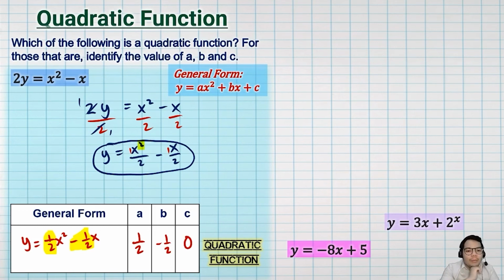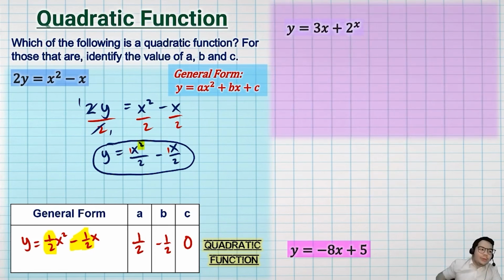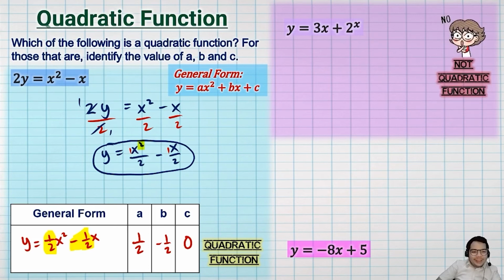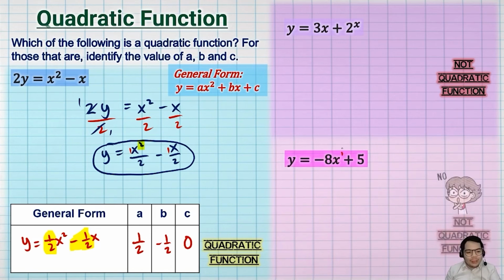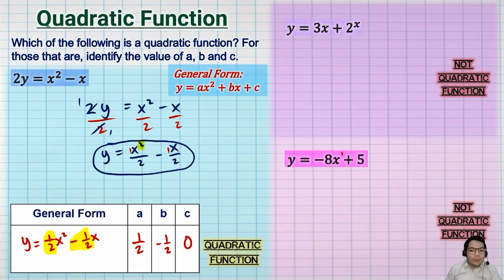So, let's consider these two, the rest of the examples. Yan, y is equal to 3x plus 2 raised to x. Obvious naman to. Wala ngang number yung exponent niya. Variable pa rin yung exponent. So, this is not a quadratic function. At the same time, this another given, y is equal to negative 8x plus 5, the highest exponent is 1. So, this is once again not a quadratic function. So, I hope from those given examples, naintindihan nyo na kung paano i-classify yung ating mga quadratic function.